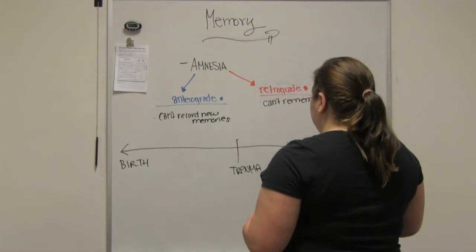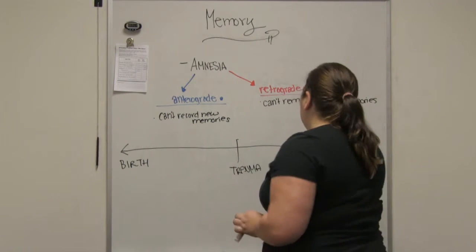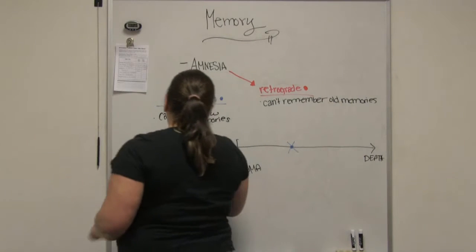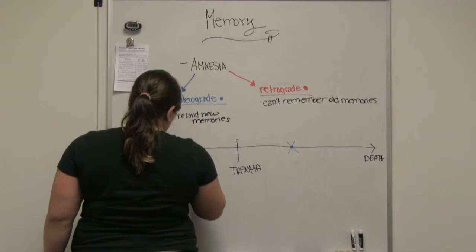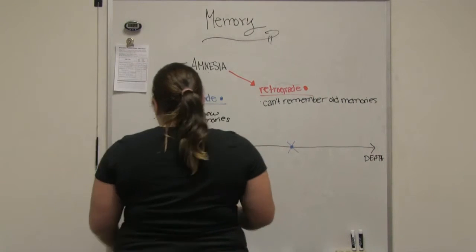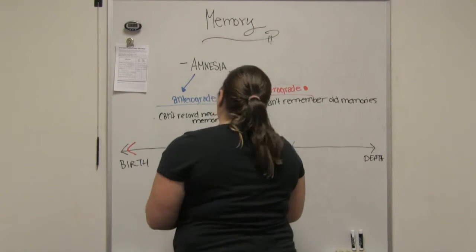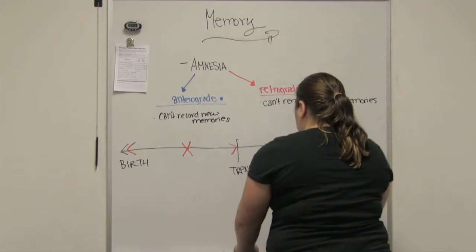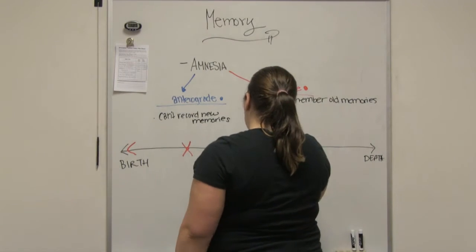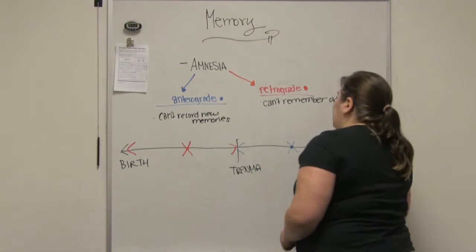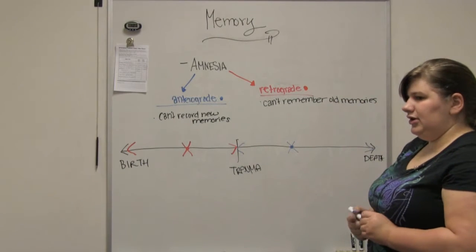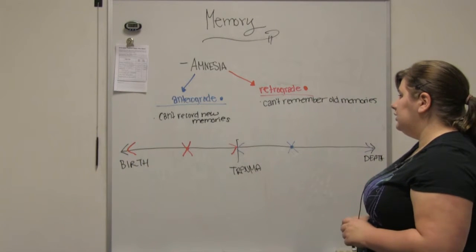Okay, so then where would I put the red dot? Oh, before trauma. Yeah. So somewhere along this line. Doesn't really matter where, but the point is from here to here, I can't remember if I have retrograde amnesia. From here to here, I can't remember if I have anterograde amnesia. Does that make sense? Mm-hmm.